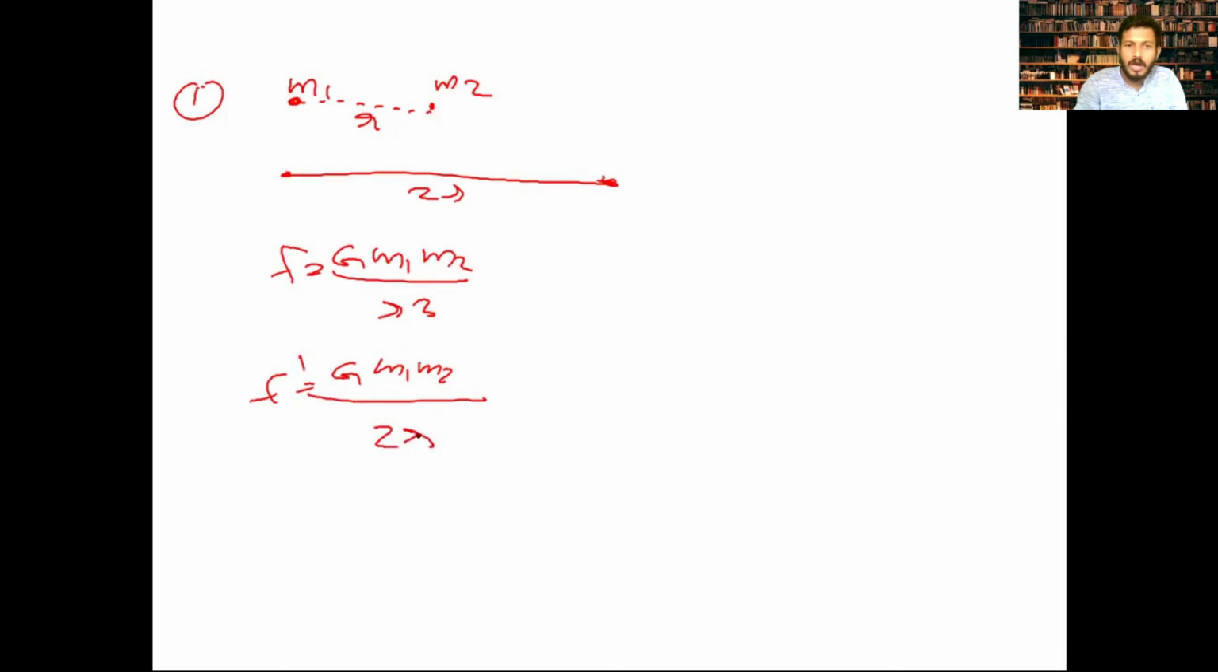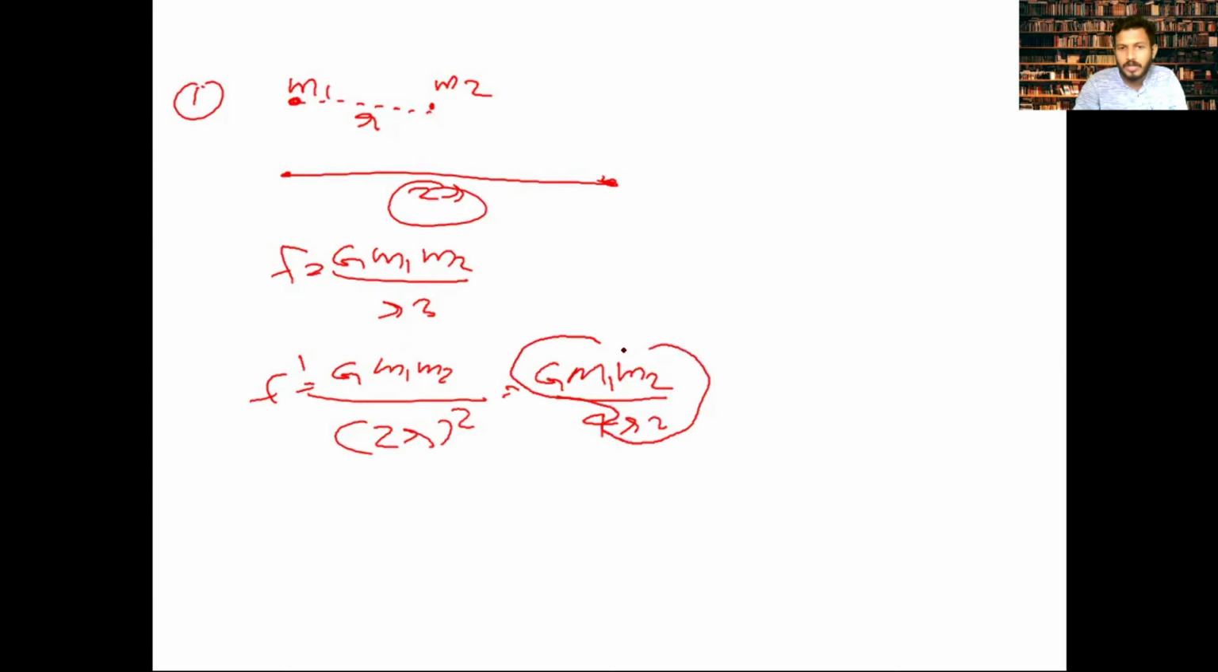Here 2r the whole square, because the distance is 2r. So F dash is G m1 m2 divided by 4r square. G m1 m2 by r square is F, so F dash is equal to F by 4. Okay, F dash is equal to F by 4. Answer is option C, it is reduced to a quarter.